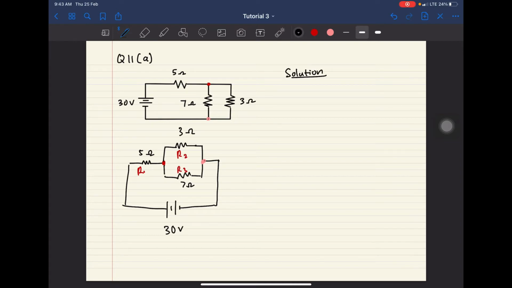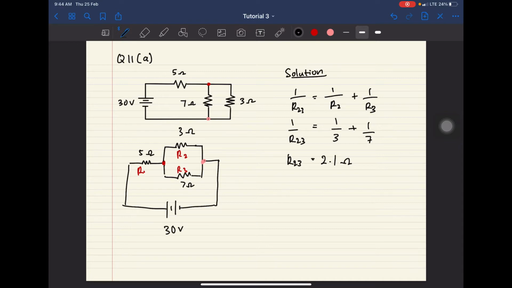Okay, to combine R1, R2 and R3, that's the first step. To combine that one, it is in parallel, so I can write 1 over R23 equals 1 over R2 plus 1 over R3, which is 1 over 3 plus 1 over 7. So it will be R23 equals, okay, I have to press my calculator now, 2.1. Jangan lupa untuk terbalikkan dia balik. So ada 1 per kan, so jangan lupa terbalikkan balik.